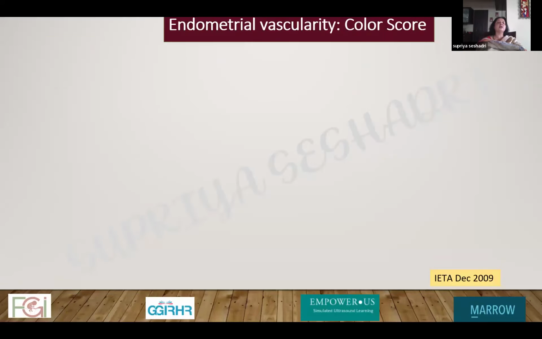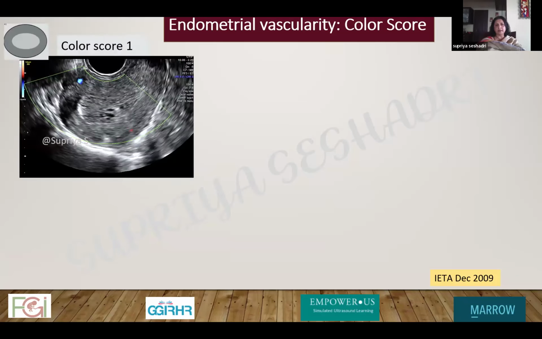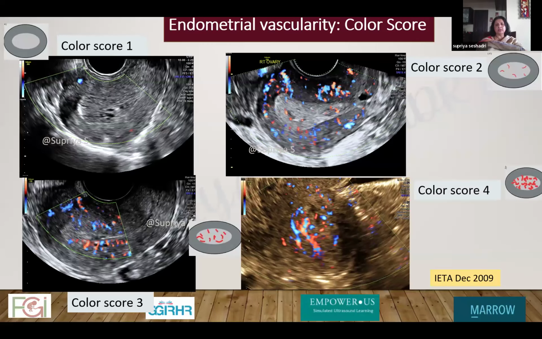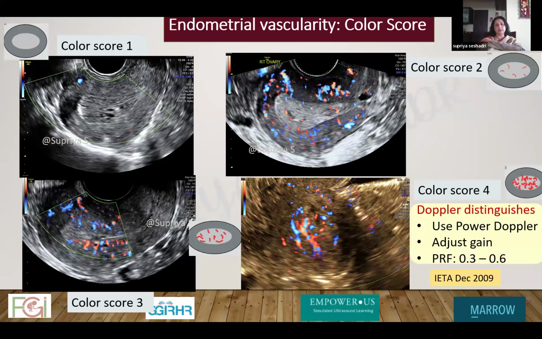Coming to the last category, endometrial vascularity, we look at it in terms of color score. This color score is very similar to the IOTA classification and terminologies of the color score, which means it's a subjective, semi-quantitative assessment. So when there is no color at all, it is color score 1. When we look hard and we see a few specks of color, that's color score 2. Color score 3 comes between color score 2 and 4. 4 is abundant color, wherein even a beginner to ultrasound will be able to say that there is an increased amount of color. So between 2 and 4 is color score 3.